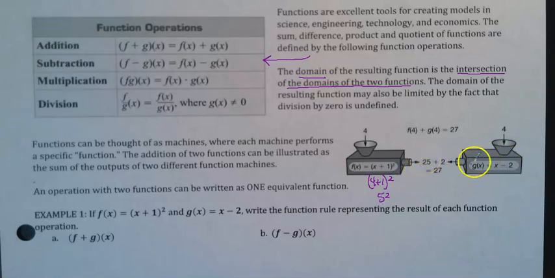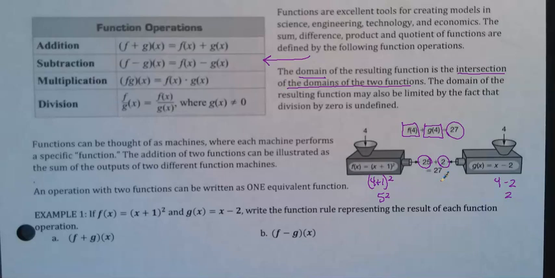Then we have the g of x function. So it's going to take the x and subtract 2. So in this g of x machine, if we put a 4 in, that's going to be 4 minus 2, which gives us 2. All right, so functions can be thought of as machines, where each machine performs the function. So each machine did its function. And then the addition of two functions can be illustrated as the sum of the outputs. So this is the addition of these two functions. So f of 4 plus g of 4 equals 27. So I'm taking the 25 I got from the f of x function machine, adding it to the 2 that I got from the g of x function machine, and I get 27. Okay, so we're just combining functions.